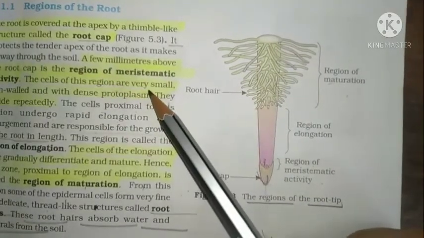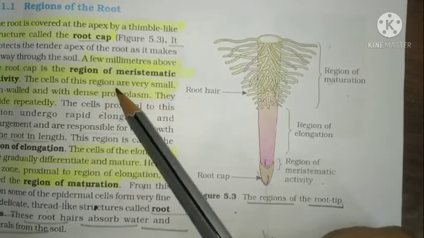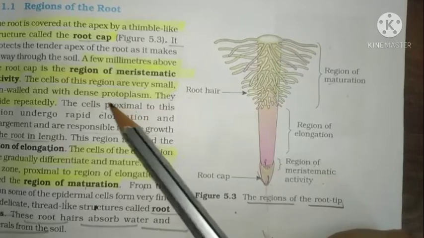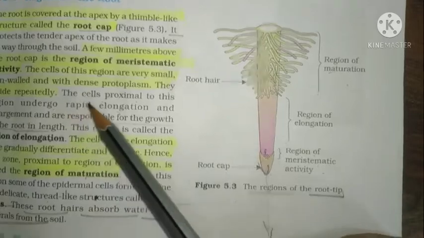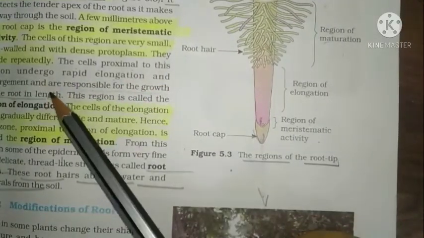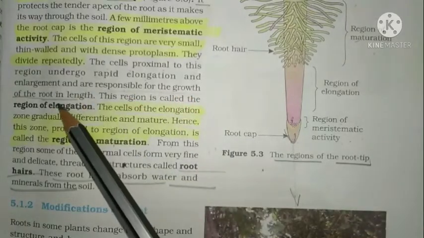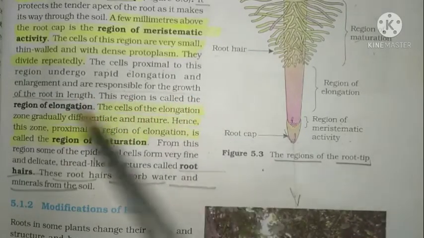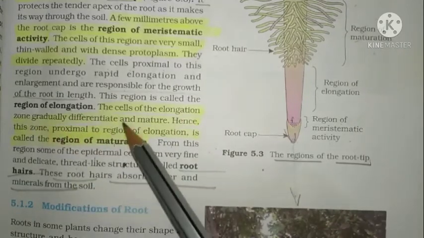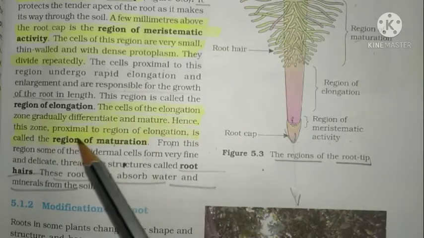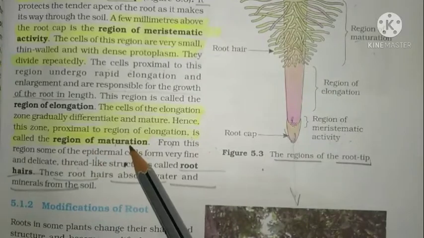A few millimeters above the root cap is called the region of meristematic activity. The cells of this region are very small and thin, with dense protoplasm, and they divide rapidly. The cells proximal to this region undergo elongation and enlargement and are responsible for growth of the root in length. This region is called the region of elongation. The cells of the elongation zone gradually differentiate and mature. Hence, the zone proximal to the region of elongation is called the region of maturation.